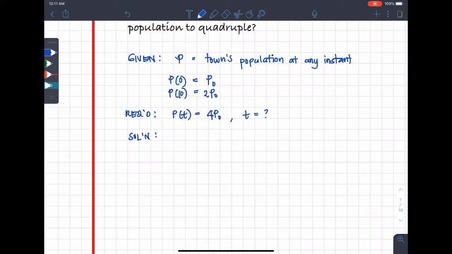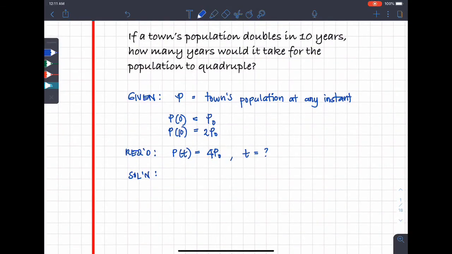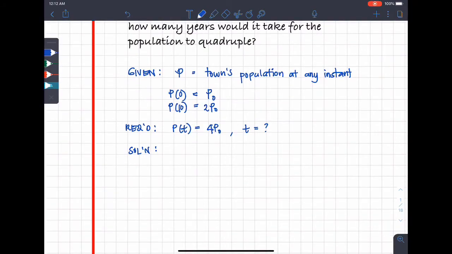To resolve this, since it was not mentioned how the population increases, we are assuming that the relation would be exponential. As with the derived formula that we have for growth and decay, if it is not specifically mentioned, what would be the relation? We are assuming that the growth of a certain population is exponential.